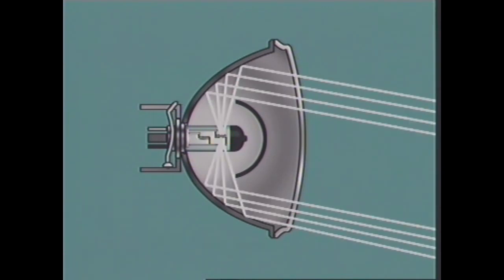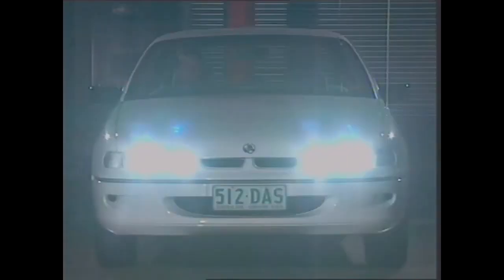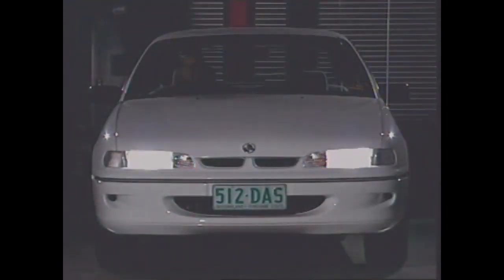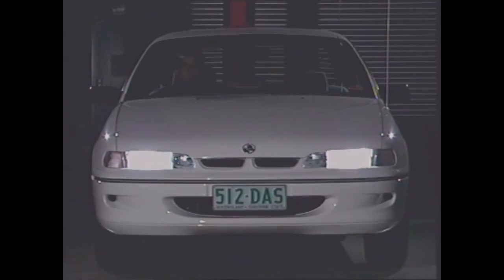Mounting the dip filament in this position produces a beam of light that is projected downwards and towards the curbside. With this arrangement, the main filament produces the best possible light output, while the dip filament gives a downward and dispersed beam, which should not dazzle oncoming drivers.